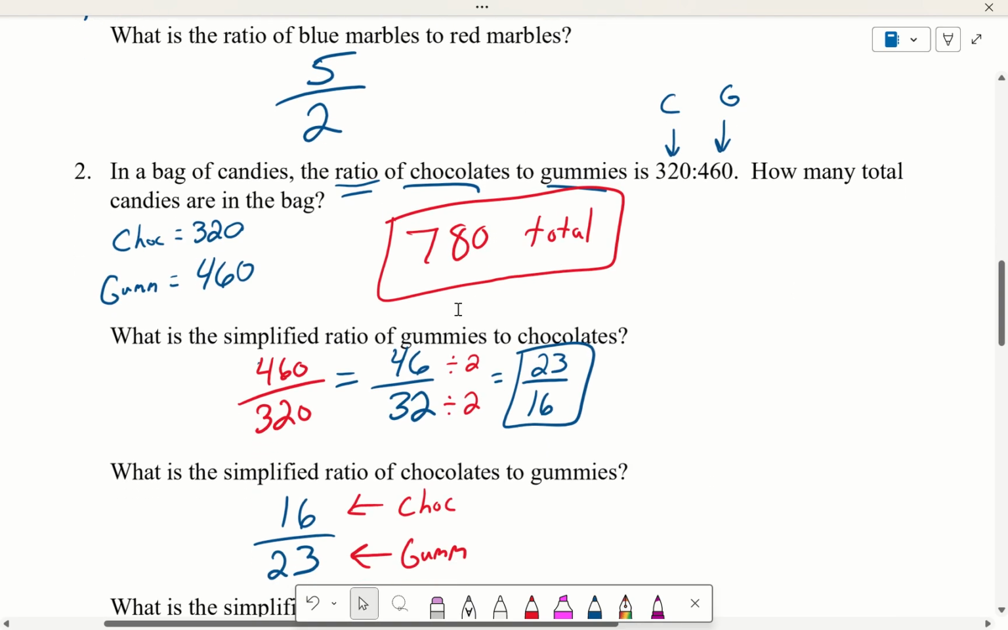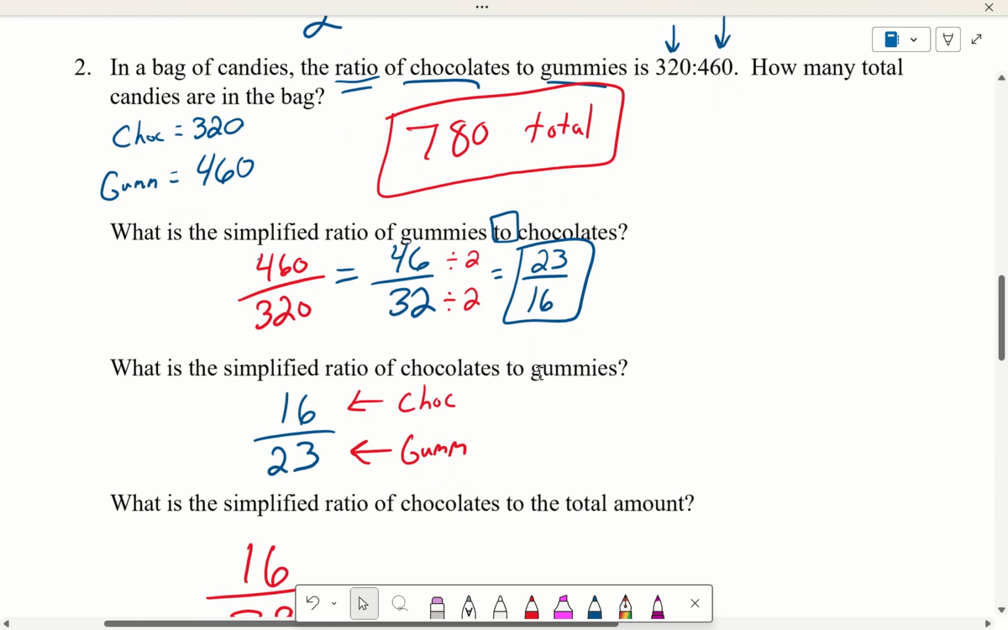What is the simplified ratio of gummies to chocolates? 460 gummies to chocolates, 320. You got to be careful here. Whatever comes before the word to is going to be in the numerator. Whatever comes after the word to is going to be in the denominator. Gummies comes first, that's 460 in the numerator. Chocolates comes second, that's 320 in the denominator. You simplify that fraction and you get 23 to 16.